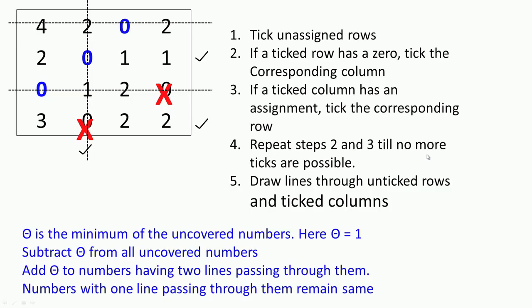Now draw lines through unticked rows and ticked columns, which is what we did here. Draw lines through unticked rows, this row and ticked columns, these two unticked rows, and here is a ticked column. So draw lines through unticked rows and ticked columns.